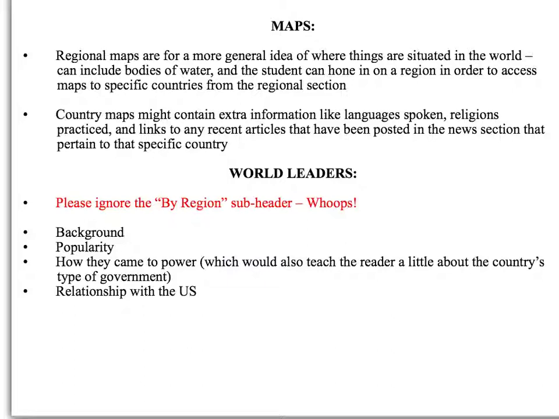Please ignore that. Besides that, you could have information on their background, how popular they are currently, how they came to power, which would also have the side benefit of teaching the reader a little bit about the country's type of government and how their election process works, if there is an election process, and also what their relationship is with the United States.